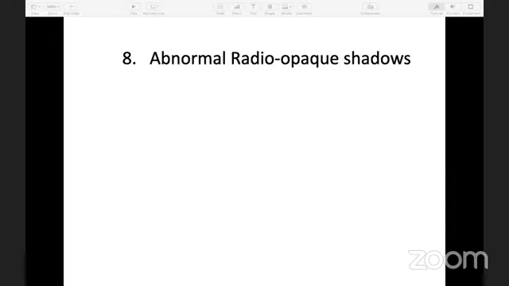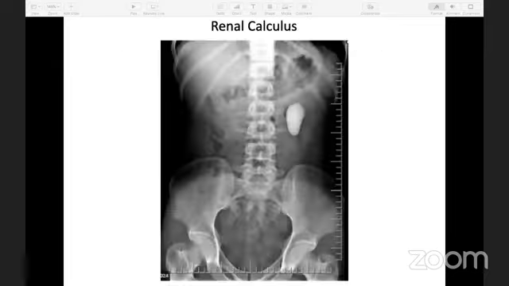While describing any radiopaque shadow in the KUB region, you should use the prefix abnormal radiopaque shadow, because bones are also radiopaque shadows seen in the KUB area. Horseshoe kidney with left renal calculus.